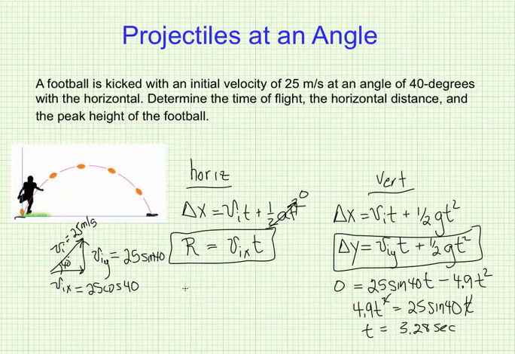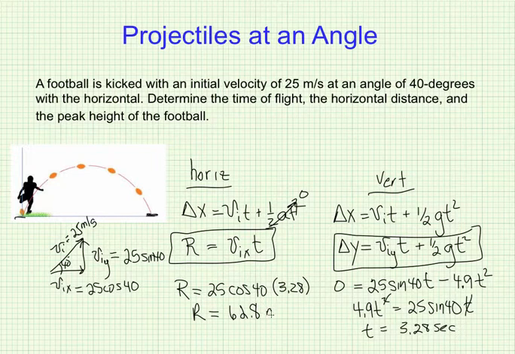So now I can find the range of my football by using the initial velocity in the x direction. Remember, I've got to use just the component that's in the x direction, so it's not simply 25, but 25 cosine of 40, times our time, which was 3.28 seconds. So the range of this football is going to be 62.8 meters.